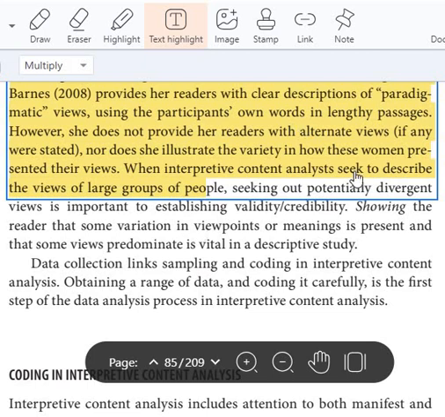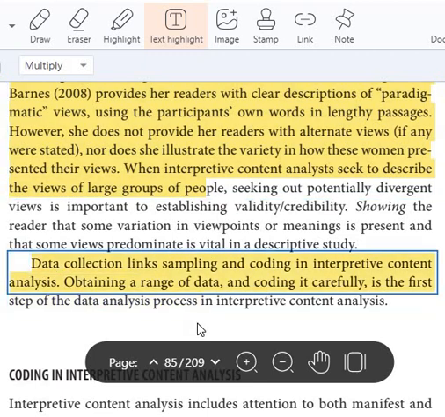When interpretive content analysts seek to describe the views of large groups of people, seeking out potentially divergent views is important to establishing what? Validity and credibility. I have mentioned that before. It is important to try to provide varied viewpoints, okay? Showing the reader that some variation in viewpoints or meanings is present and that some views predominate is vital in any descriptive study. The last thing to mention here is that data collection links sampling and coding in interpretive content analysis.